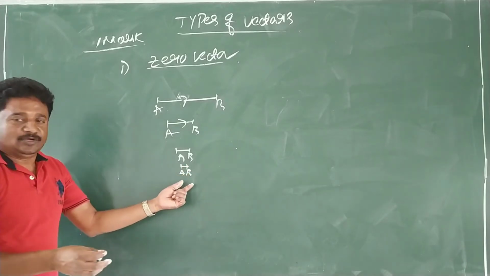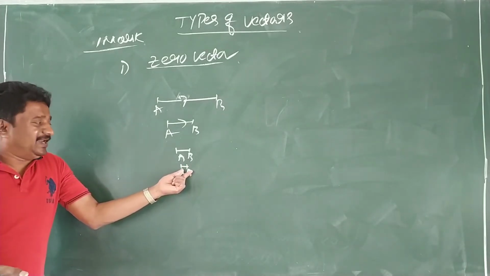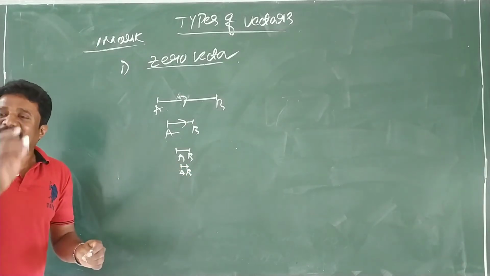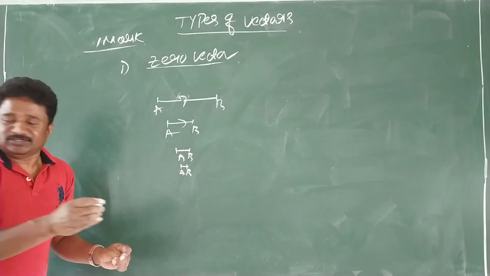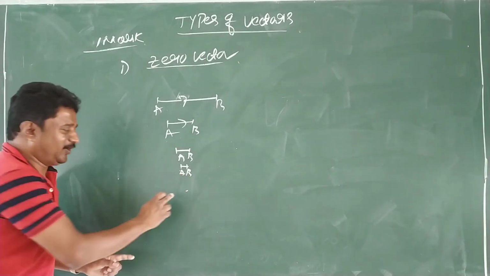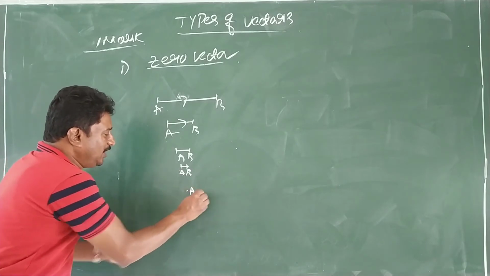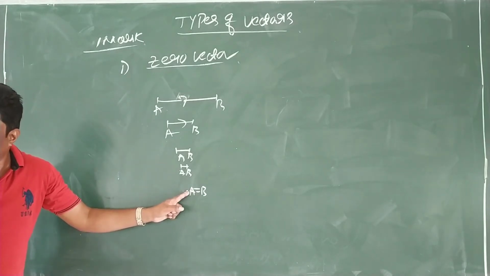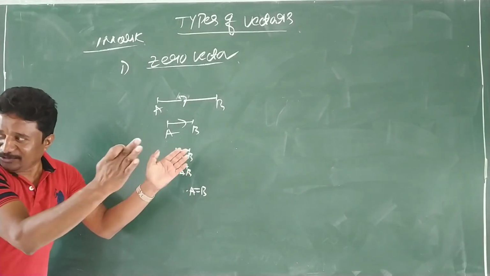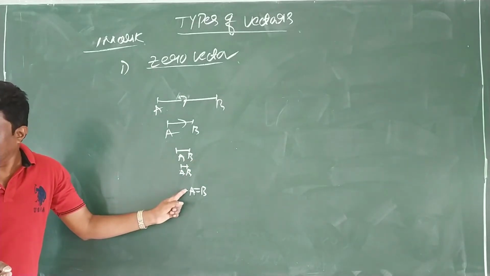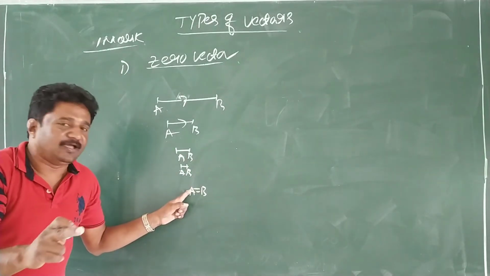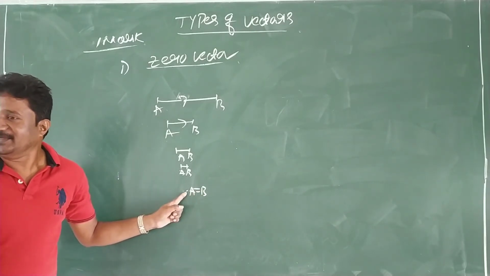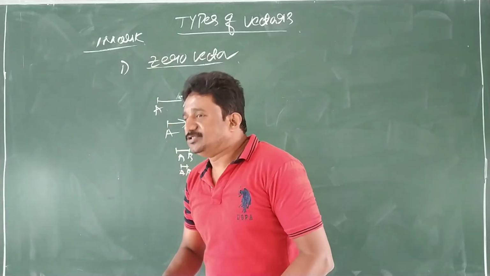To make the length 0, I must make both the points coincide. That means I should get a point. A is equal to B. This point itself is A. You press both, you will get what? A point. Point B coincides with point A. Point A coincides with point B. So tell me the magnitude of this point? 0.